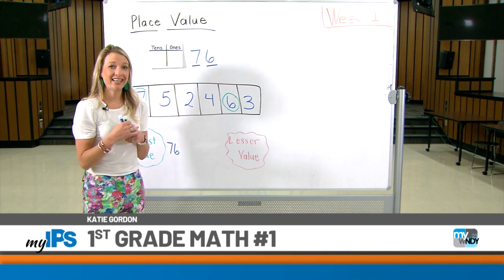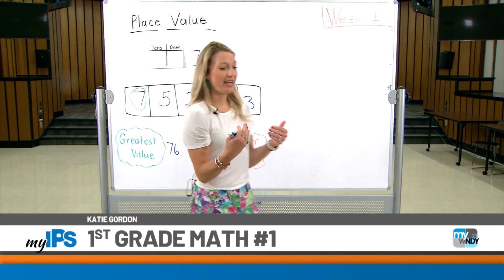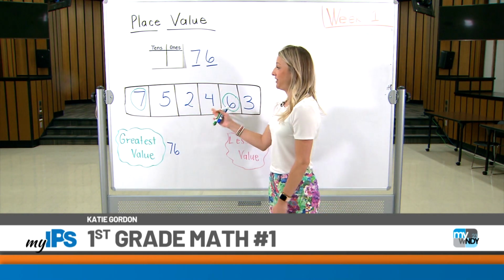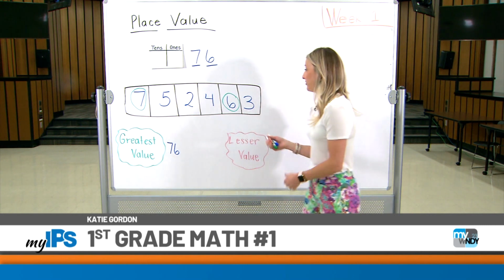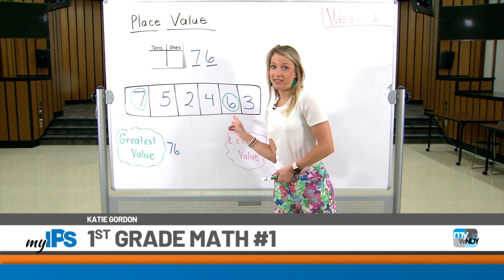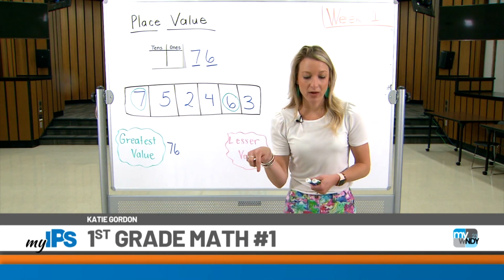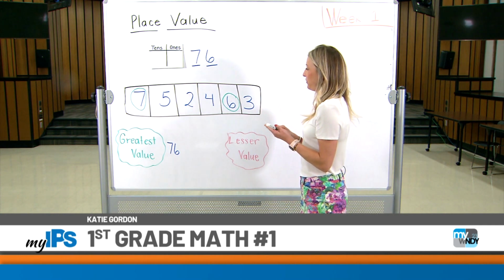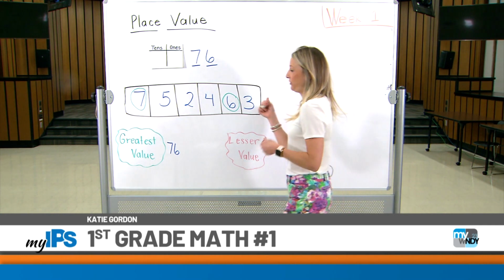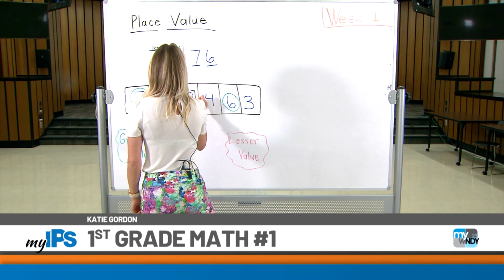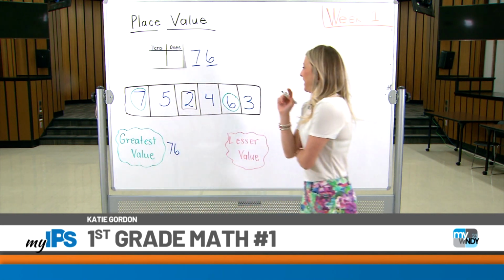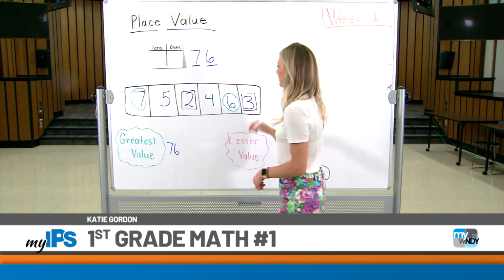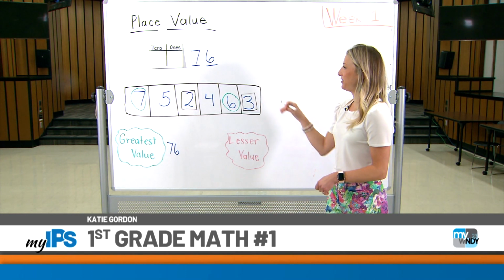Good. Now let's think about the lesser value. If I want to find the least amount of value, I'm going to find the lesser numbers. We identified 7 and 6 as our greatest numbers. So now I want you to put a square around the numbers that are the least. I have 5, 2, 4, and 3. Well, I know 2 is the least, so I'm going to put a square around 2. And then I know that 3 is also one of the least numbers. And so I have 2 and 3.